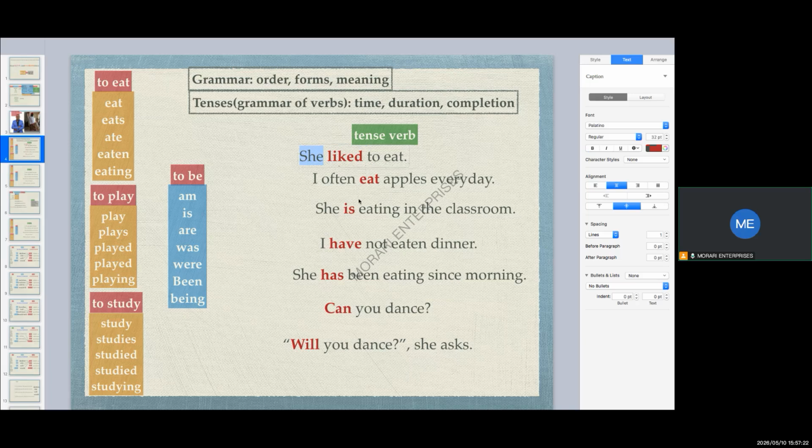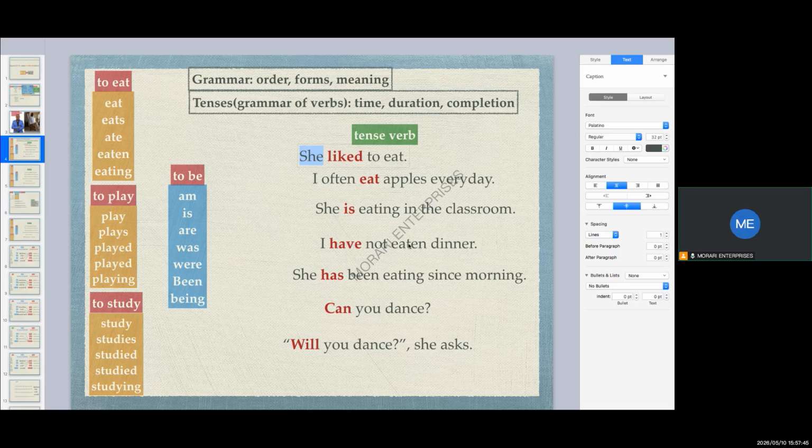Now, can you go and explore these other sentences here as homework and see that the tense verb here is eat. The tense verb here is not eating. She is eating. If you change the time, she was eating, right? Now here, I have not eaten dinner. If you change the I to she, she has not eaten dinner. So have will change. Eating does not change.